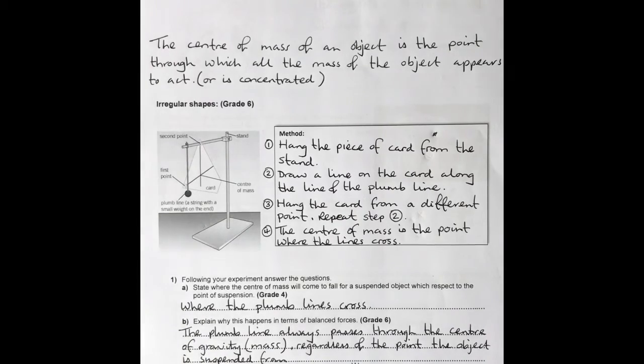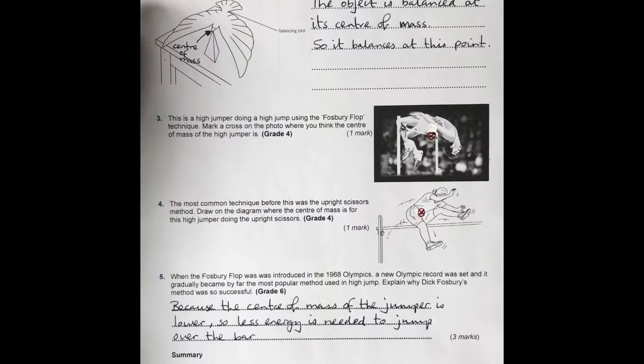Part C. Discuss the stability of each object you measured with respect to its centre of mass. Stable objects have a wide base and a low centre of mass. Unstable objects have a narrow base and a high centre of mass.